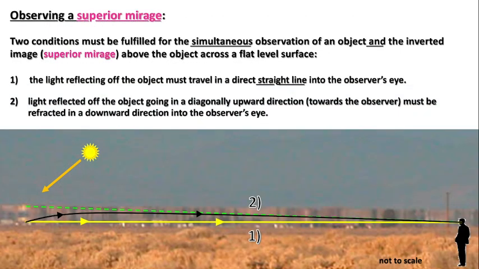Observing a superior mirage. 2 conditions must be fulfilled for the simultaneous observation of an object and the inverted image or superior mirage above the object across a flat level surface. 1. The light reflecting off the object must travel in a direct straight line into the observer's eye. 2. Light reflected off the object going in a diagonally upward direction towards the observer must be refracted in a downward direction into the observer's eye.